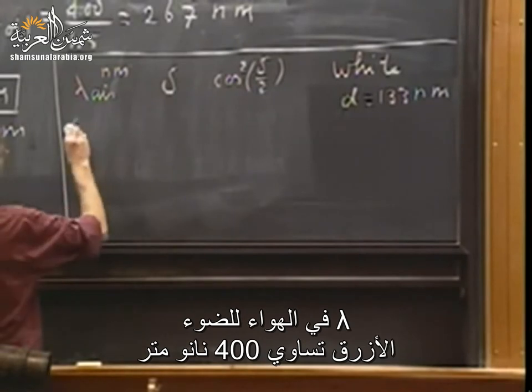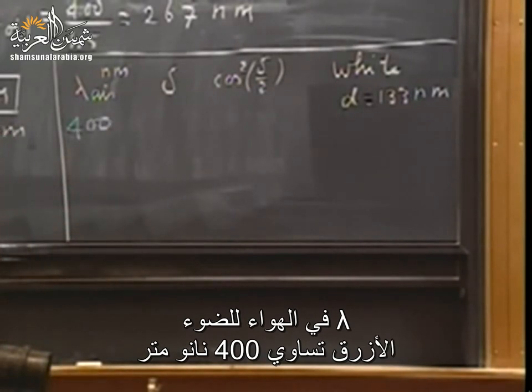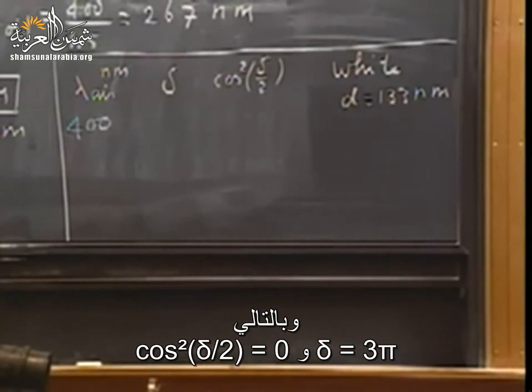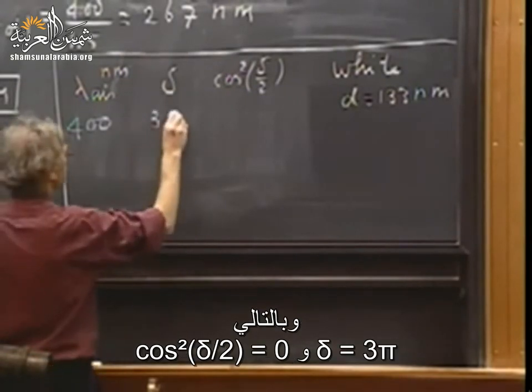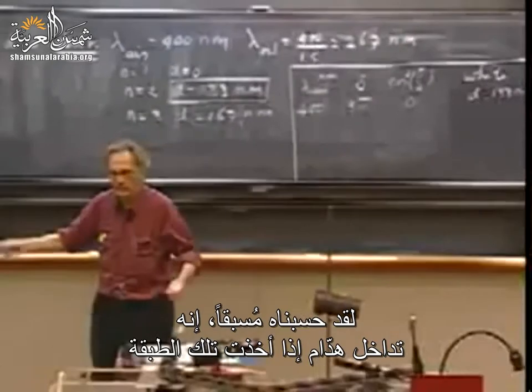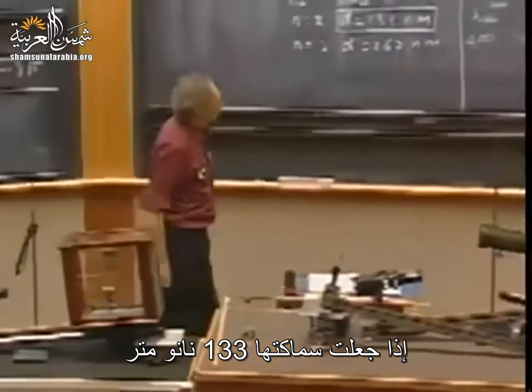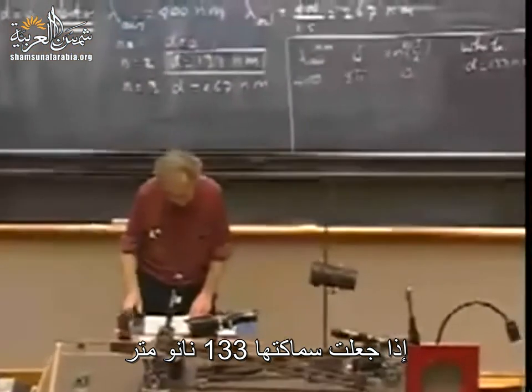Okay, 400 nanometers, blue light. Delta is 3 pi. This is 0. We already calculated that. That's the destructive interference if you make it that layer. If you make it 133 nanometers.